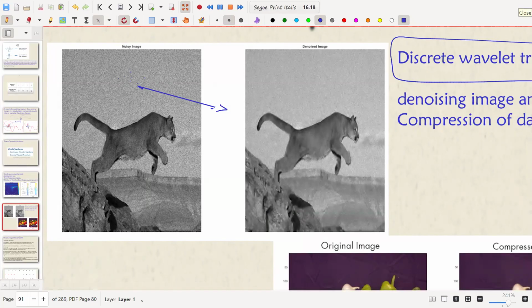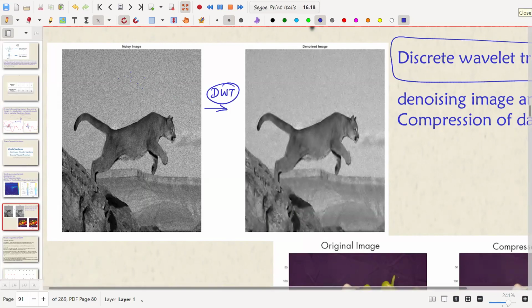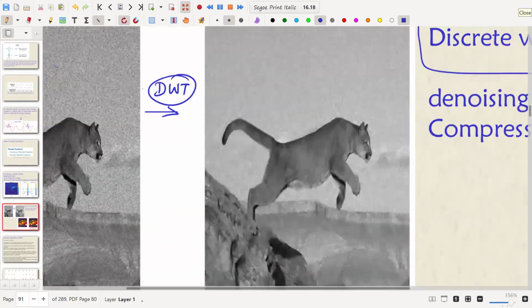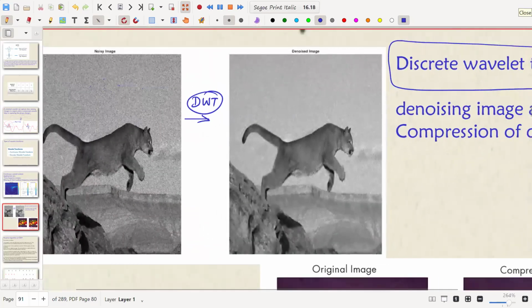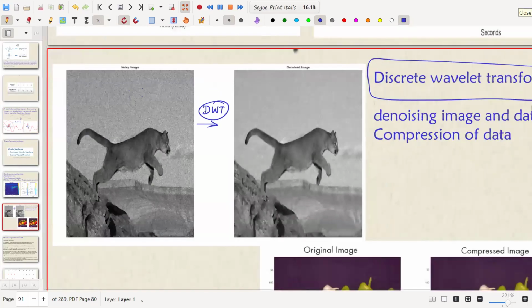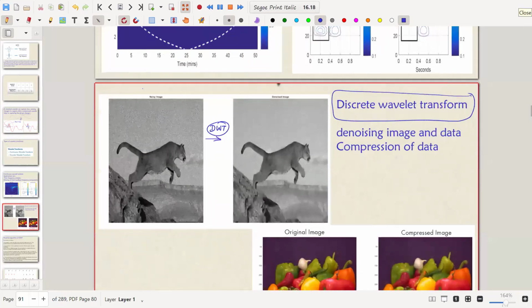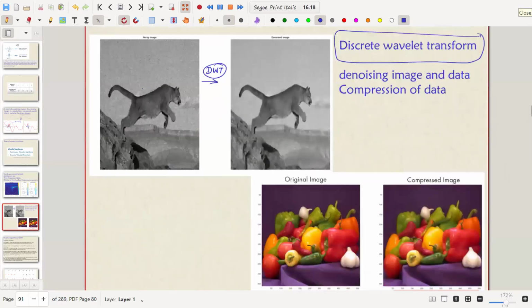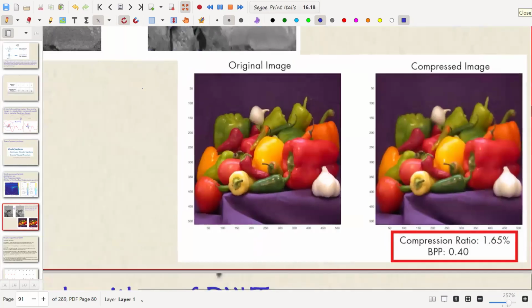After you apply the discrete wavelet transform, it can remove the noise. Still the noise is there a bit, but it has reduced, of course. Two different images you can see over here. So this is how the discrete wavelet transform can help you in denoising images and data compression. Data compression we will see using one algorithm today.